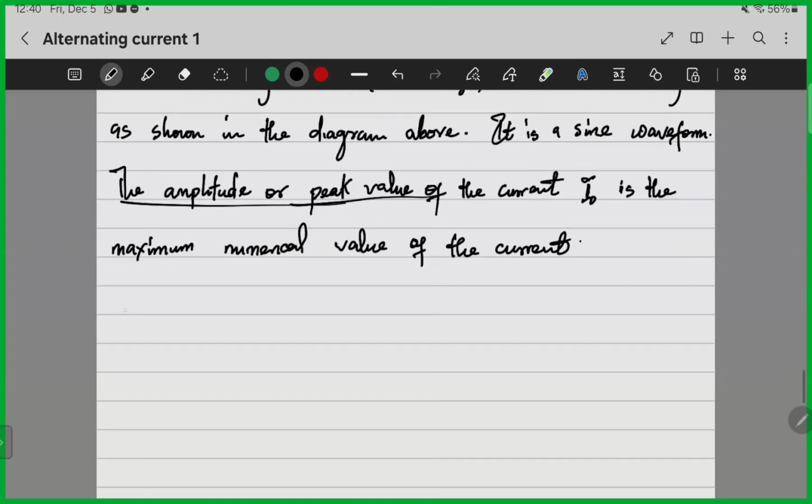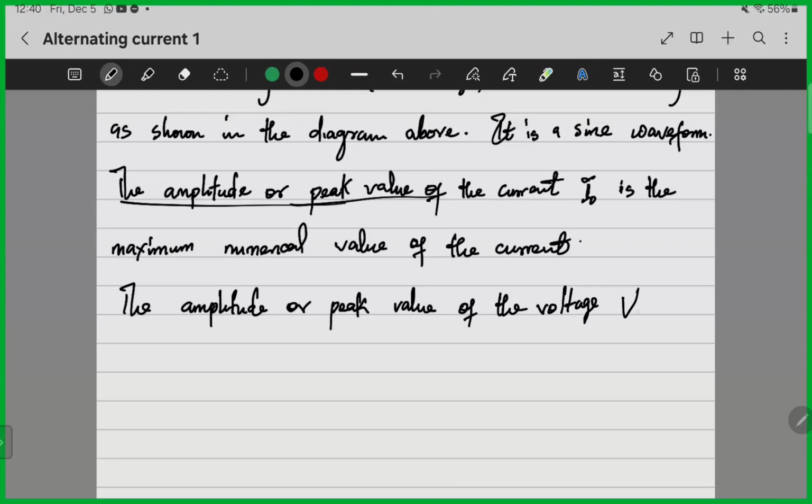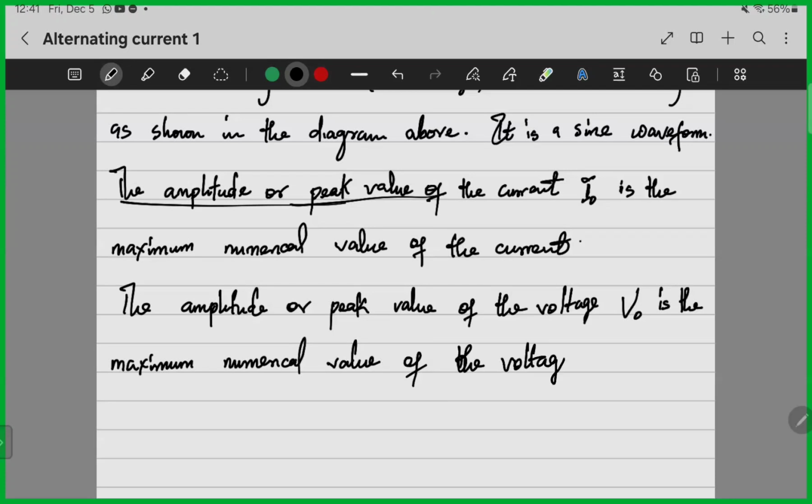The same thing applies to voltage too. So we can say the amplitude or peak value of the voltage is the maximum numerical value of the voltage. That is how it works.